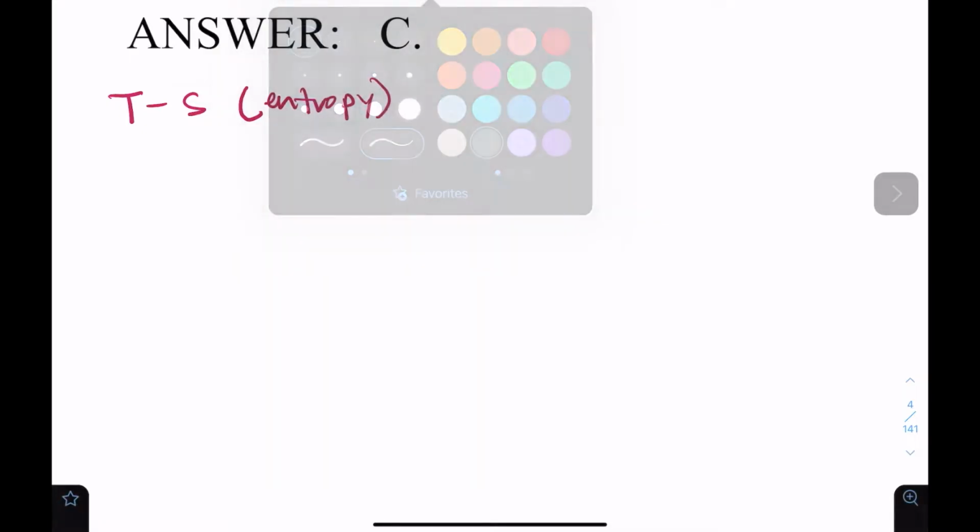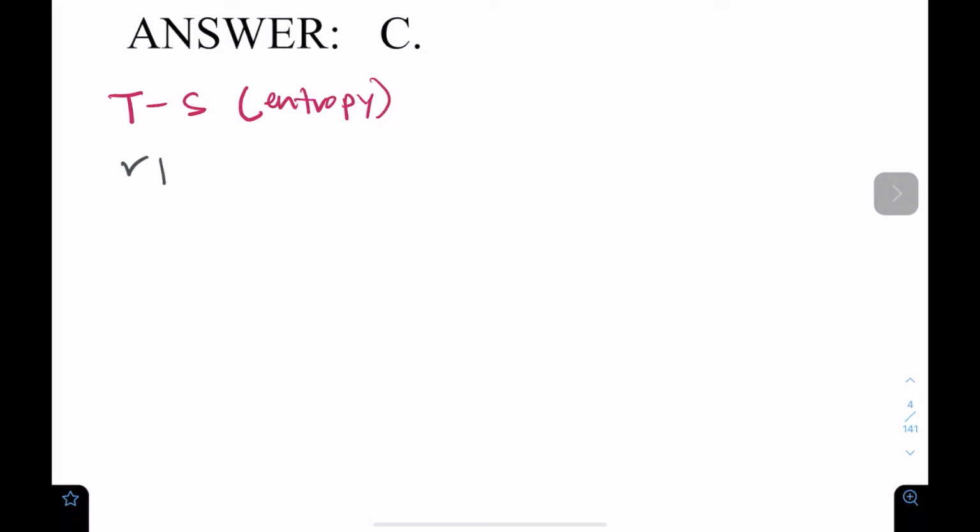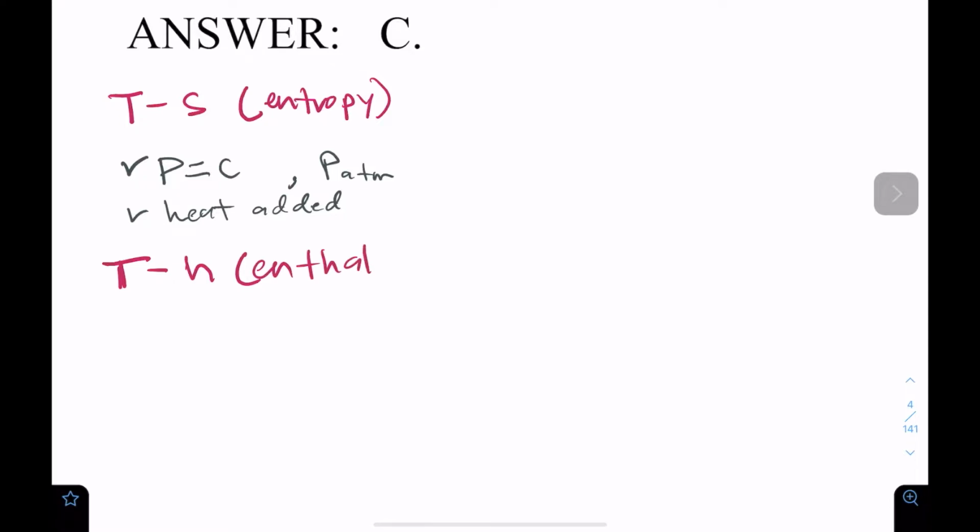So if I have a TS diagram for entropy, that's going to be for when pressure is constant or when we're talking about atmospheric pressure. And also when heat is added, okay? So we're going to have a TH diagram for enthalpy.